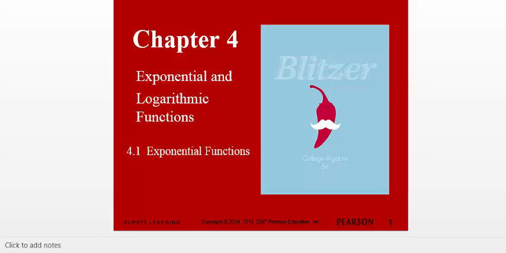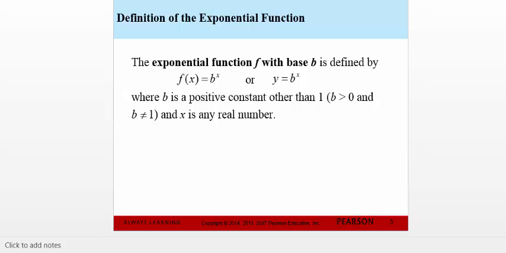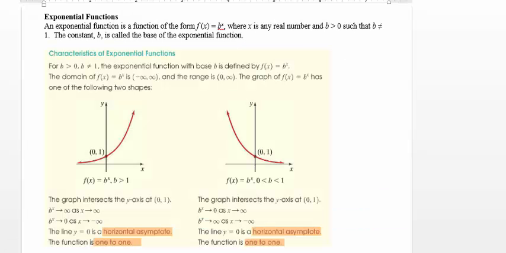All right, let's take a look at exponential functions in section 4.1. The exponential function f with base b is f of x equals b to the x. b is a positive constant other than 1, b is bigger than 0, and b is not equal to 1. x can be any real number.